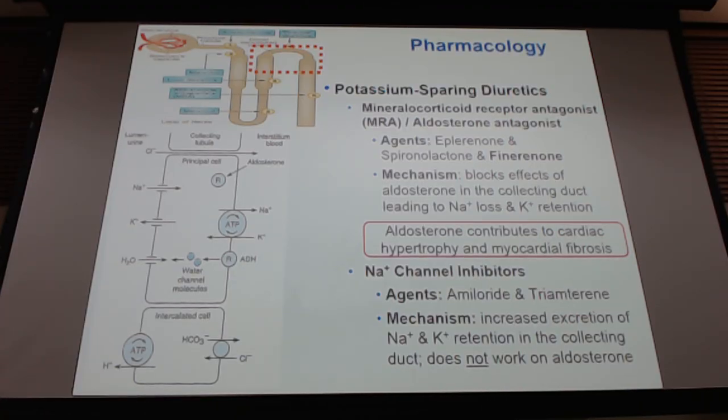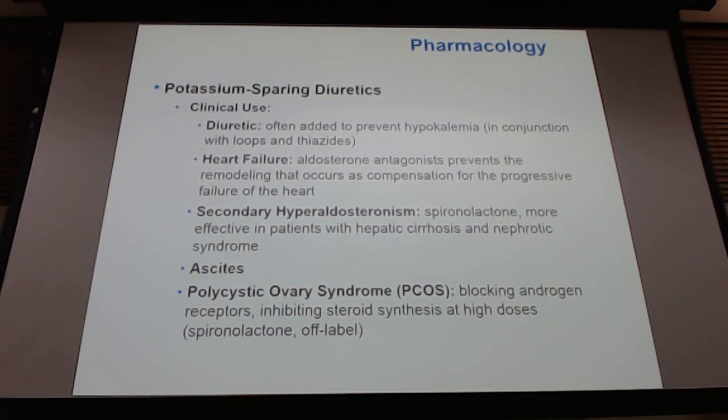For the sodium channel inhibitors, we have amiloride and triamterene. The mechanism is it has increased excretion of sodium and potassium retention in the collecting duct, and it does not work on aldosterone. So some clinical uses, so it's used as the diuretic. It's used in heart failure to help with edema.